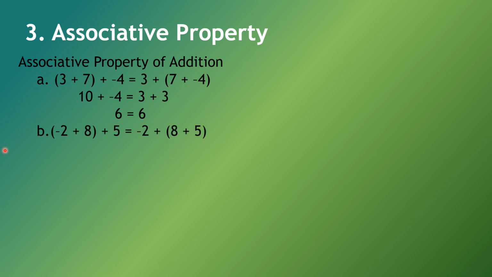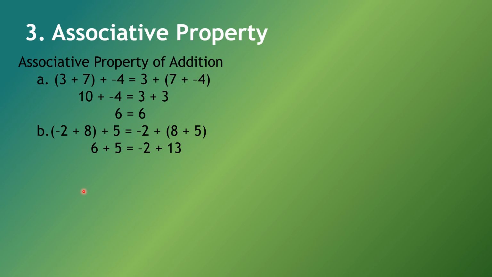Another example. The sum of negative 2 plus 8 plus 5 is equal to negative 2 plus the sum of 8 plus 5. So, ganun pa rin, apply the process of PEMDAS, negative 2 plus 8. Different sign, so we will subtract. So, the answer is positive 6, since 8 is the bigger number and 8 is positive.